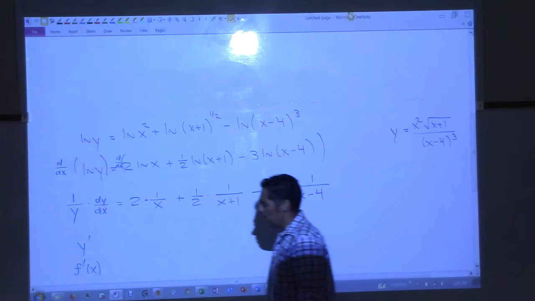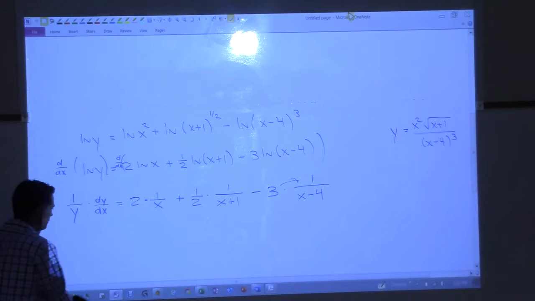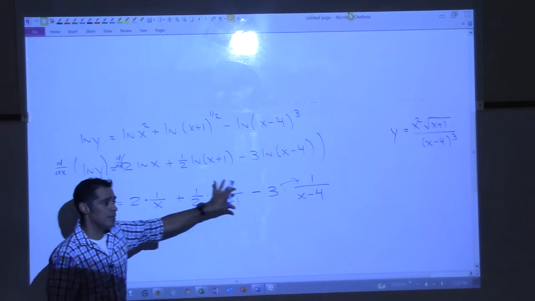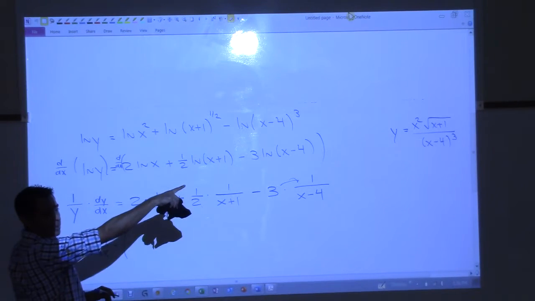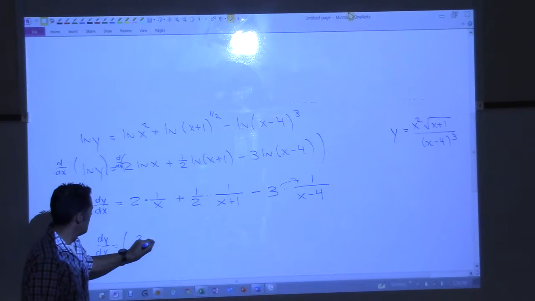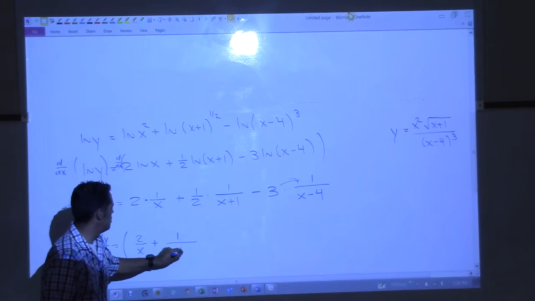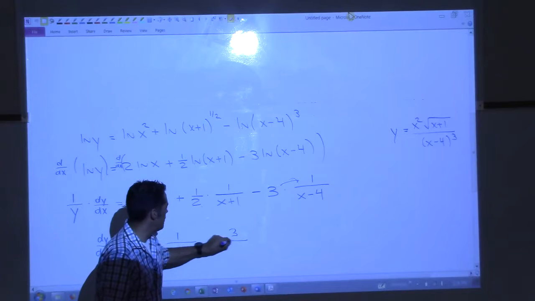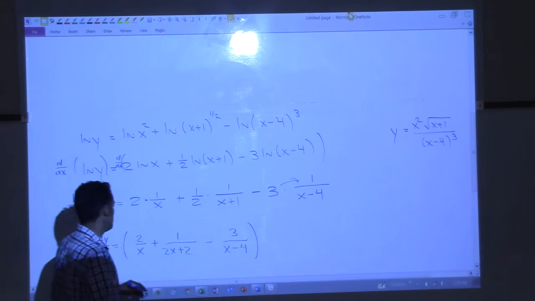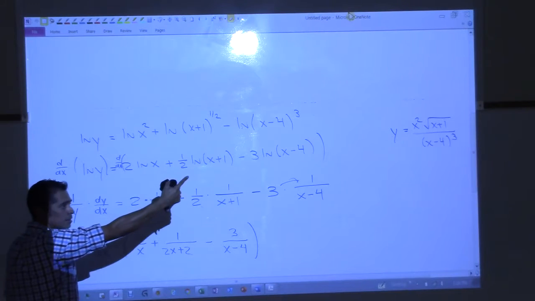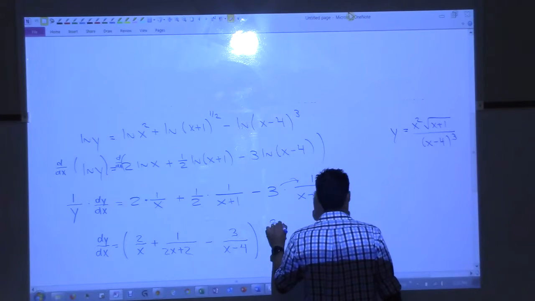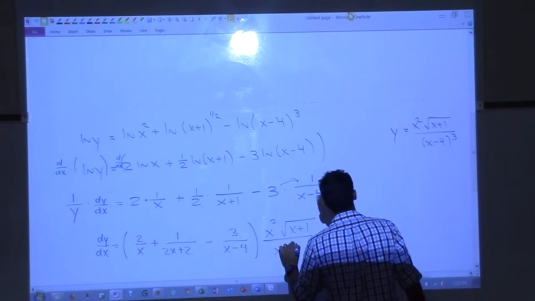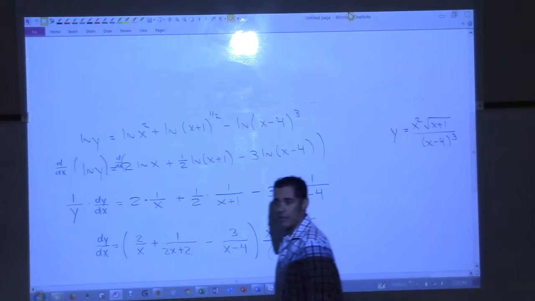So when I multiply both sides by y, on the next line I get dy dx equals all of this times y, which is that. So I'm going to write 2 over x plus 1 over 2x plus 2. So put the 2 on top, distribute the 2 through the bottom, minus put the 3 on top. All of that, right, times that. And that's it. Just leave it like that.